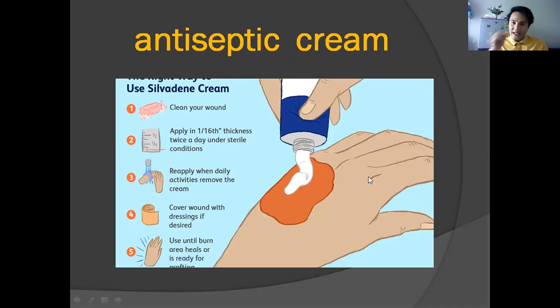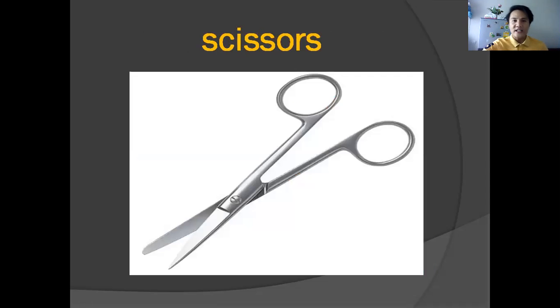It's a cream that we apply on the wound, a preliminary healing for the wound. The blood will stop. So we put something like this, antiseptic cream, so that the wound will be okay. Next vocabulary word is scissors.